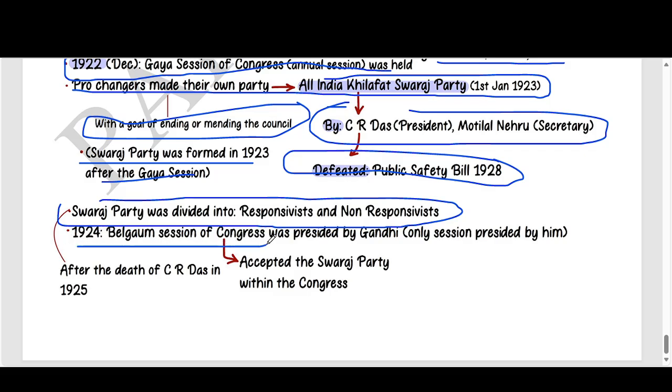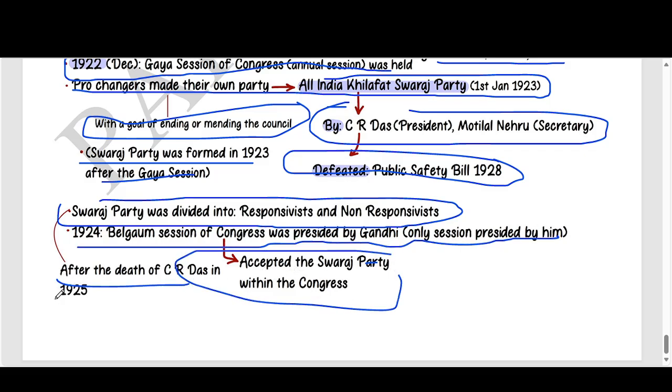In 1924, the Belgaum session of Congress was presided over by Gandhi, the only session presided over by him. The Swaraj Party declined within the country after the death of C.R. Das in 1925.